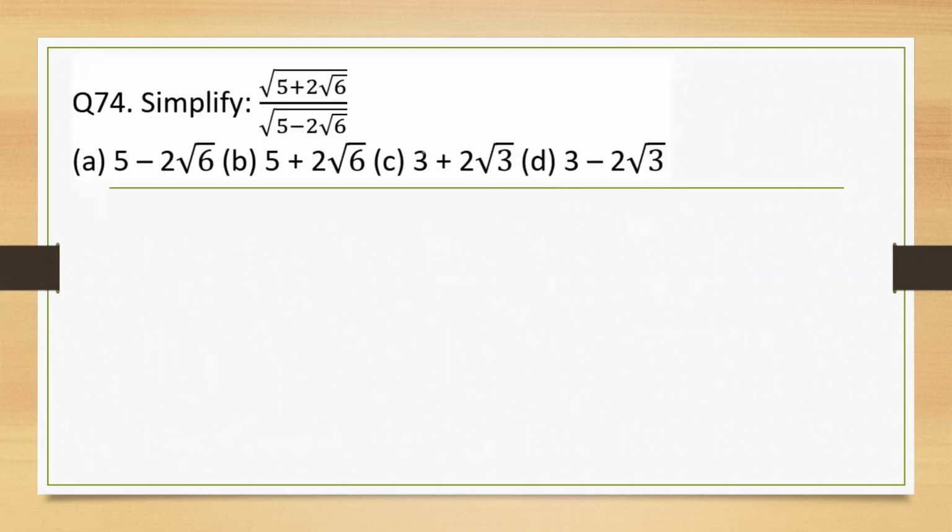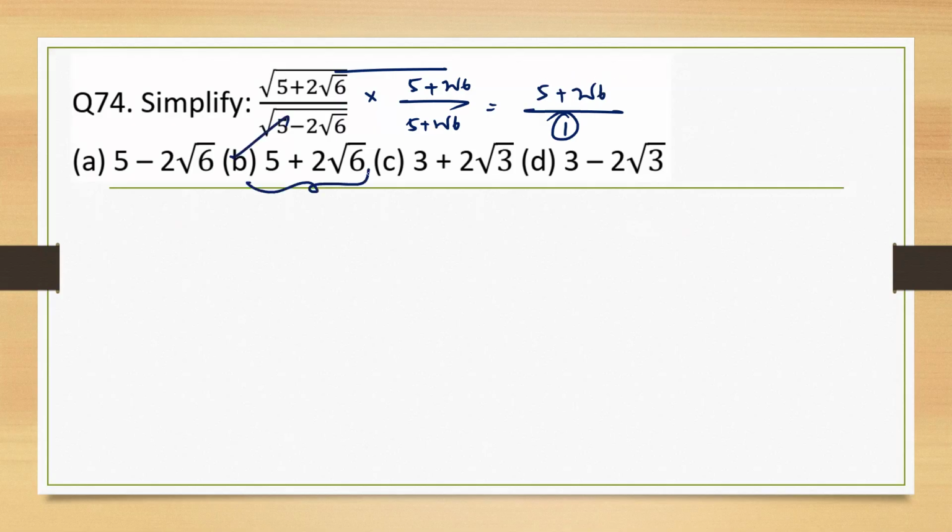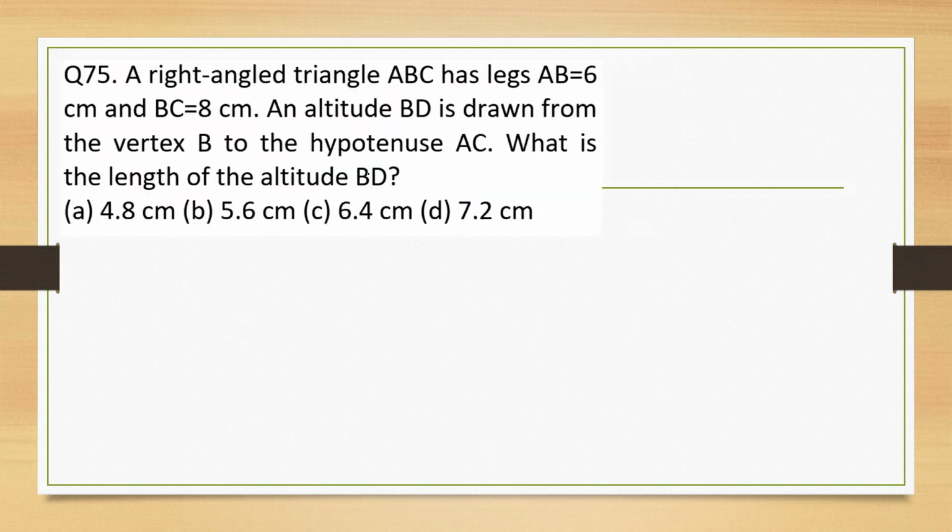If you want to simplify this, you multiply it with the conjugate under root only. 5 plus 2 root 6, 5 plus 2 root 6. Denominator becomes anyway 25 minus 24, which is 1. Numerator becomes root of 5 plus 2 root 6 whole square, and the root gets cancelled. So it's going to be 5 plus 2 root 6 left. So the answer is 5 plus 2 root 6.